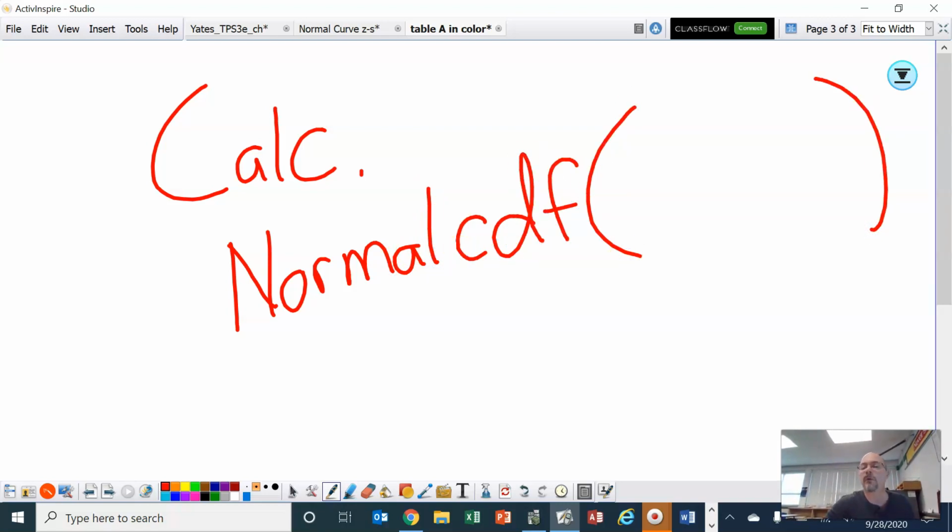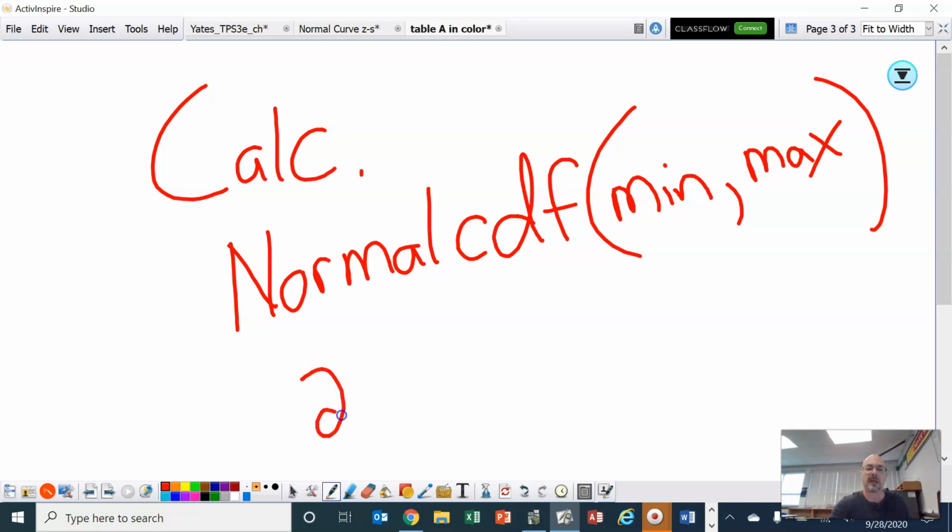Okay. Now when we use this, the minimum Z value, or a low Z value, you could say low, goes first, and then the maximum or the high Z value goes there.